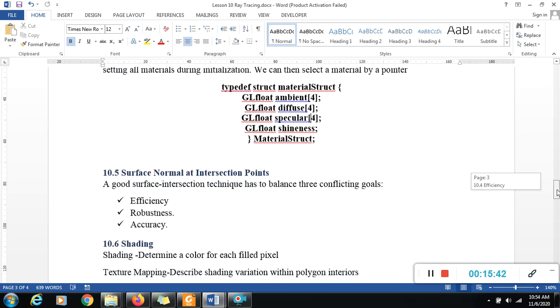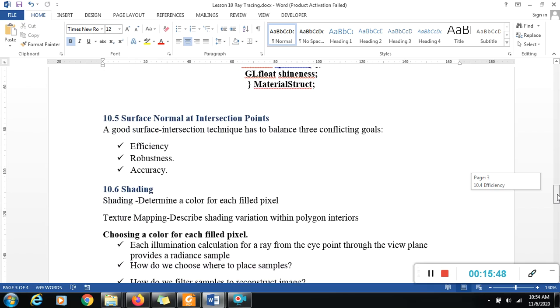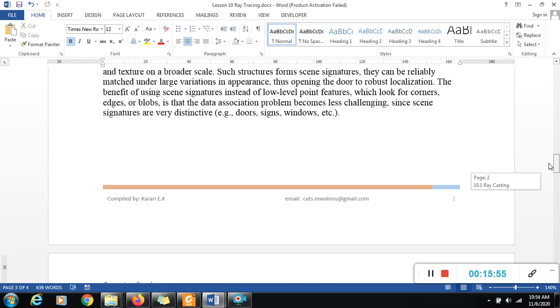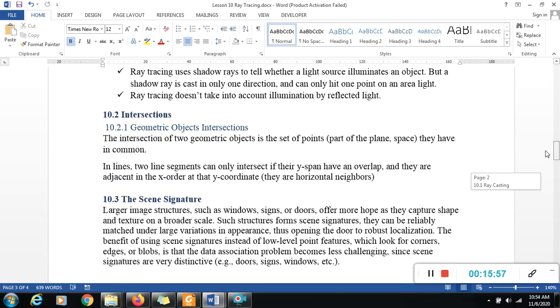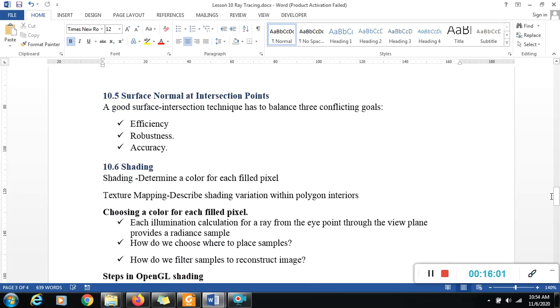The other aspect that we have come across in the previous lesson is the surface normal. Now we see the surface normal at the intersection point. Now that we have seen the intersection points, at these intersections, the surface normal at that level. A good surface intersection technique has to balance three conflicting goals: efficiency, robustness, and accuracy. Remember we talked about form and accuracy and shading, and here we use the shading. It determines the color for each pixel.